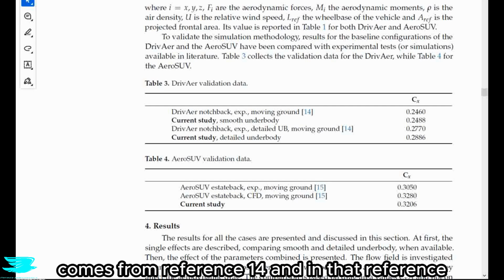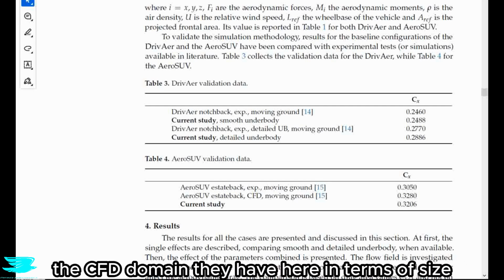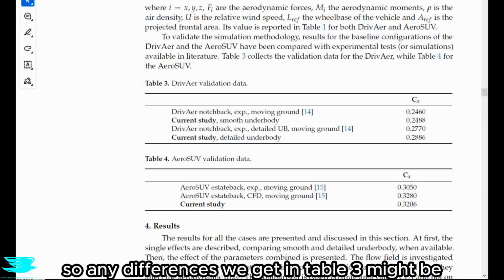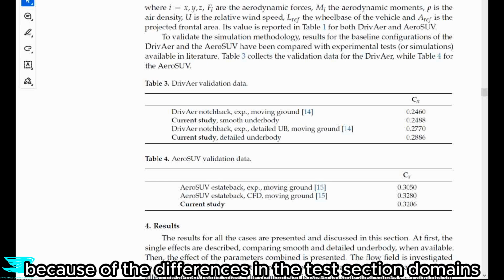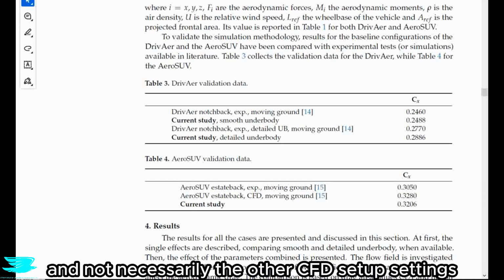And in that reference, the wind tunnel test section doesn't seem to match the CFD domain they have here in terms of size. So any differences we get in table 3 might be, at least in part, because of the differences in the test section domains, and not necessarily the other CFD settings.